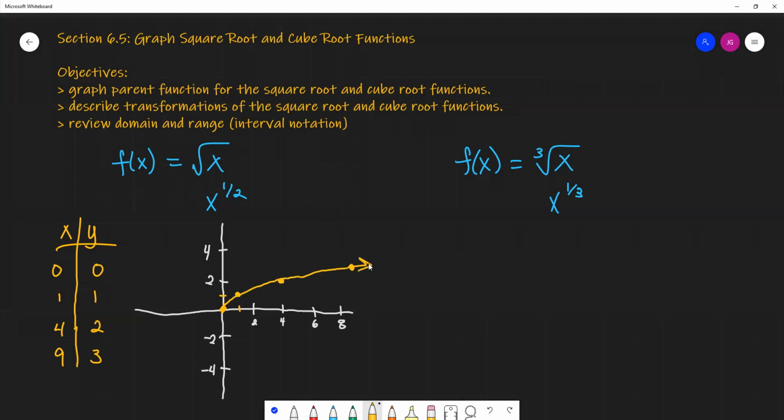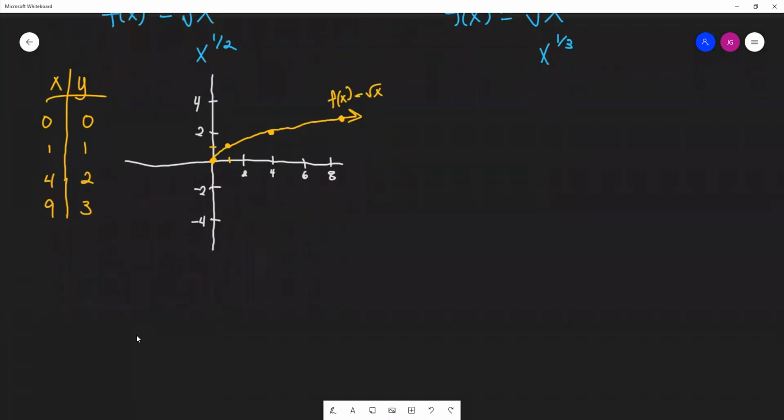There we go, that's a lot better. Okay, so here is f of x equals the square root of x. And so let's talk about domain and range here, and let's practice with our interval notation.